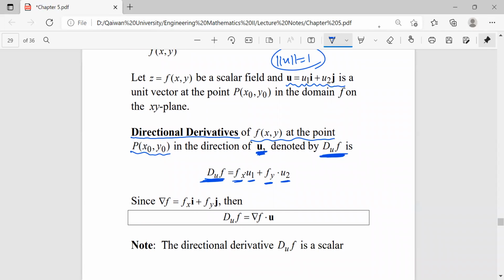We say duf, which is the directional derivative of f in the direction of the unit vector u, is f sub x times the first component in the unit vector plus f sub y multiplying by the second component in the unit vector. Here, the unit vector is u1i plus u2j. This is the first component and this is the second one. We multiply this by f sub x plus this by f sub y, and we get the directional derivative of f.